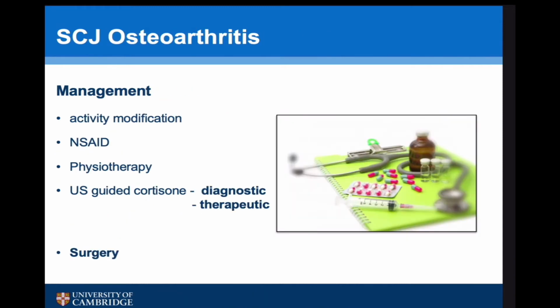So the management of SCJ osteoarthritis: the vast majority of people, with a combination of activity modification and non-steroidals, their symptoms will settle down. Sometimes some physiotherapy, particularly helping with scapulothoracic function, is useful. I like to use an ultrasound guided cortisone injection for patients that have got continued problems. This is partly as a diagnostic and partly as a therapeutic procedure, and in many people this actually settles their symptoms down. However, there's a small group of people that will get an initial response to their cortisone injection, but this tends to die off, and if this is the case, these patients are suitable for surgery.